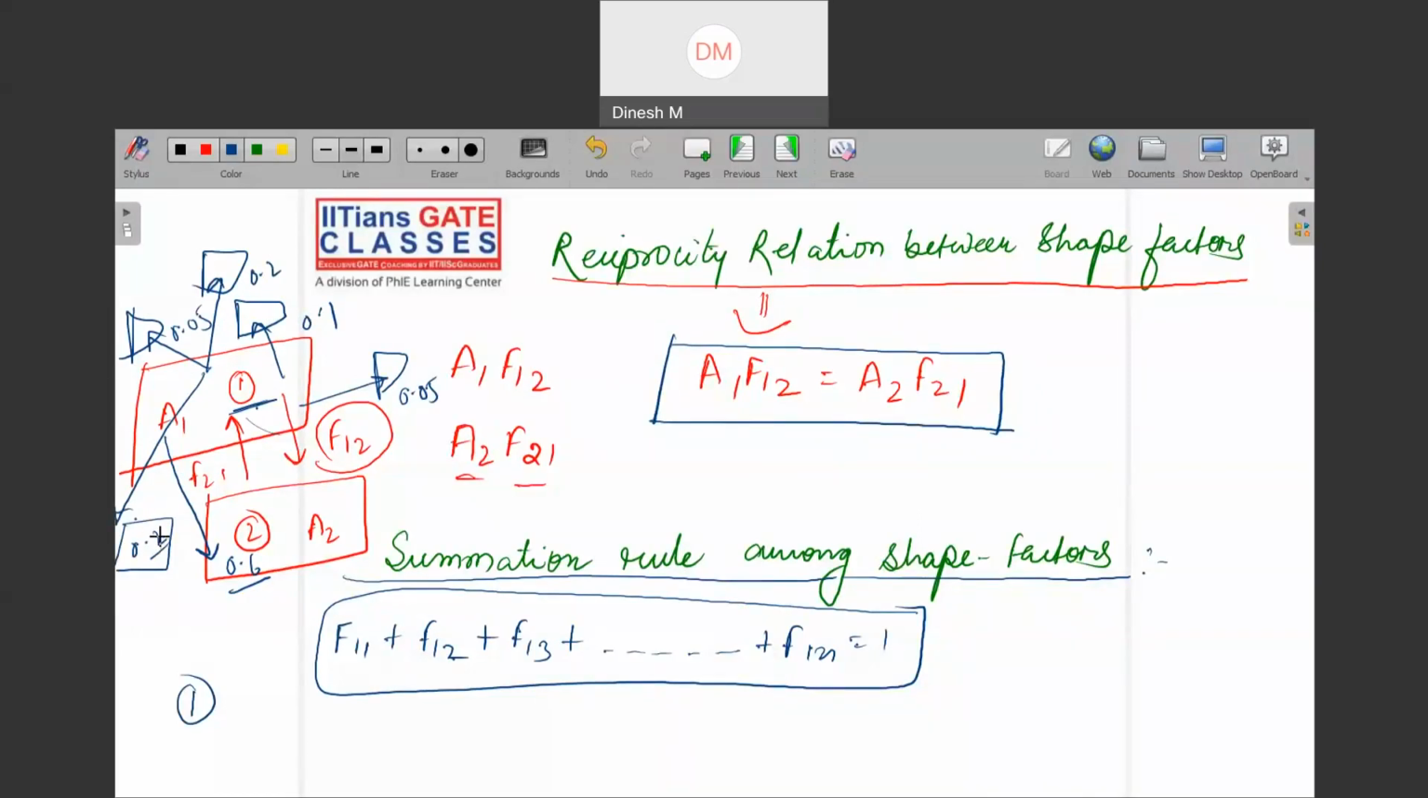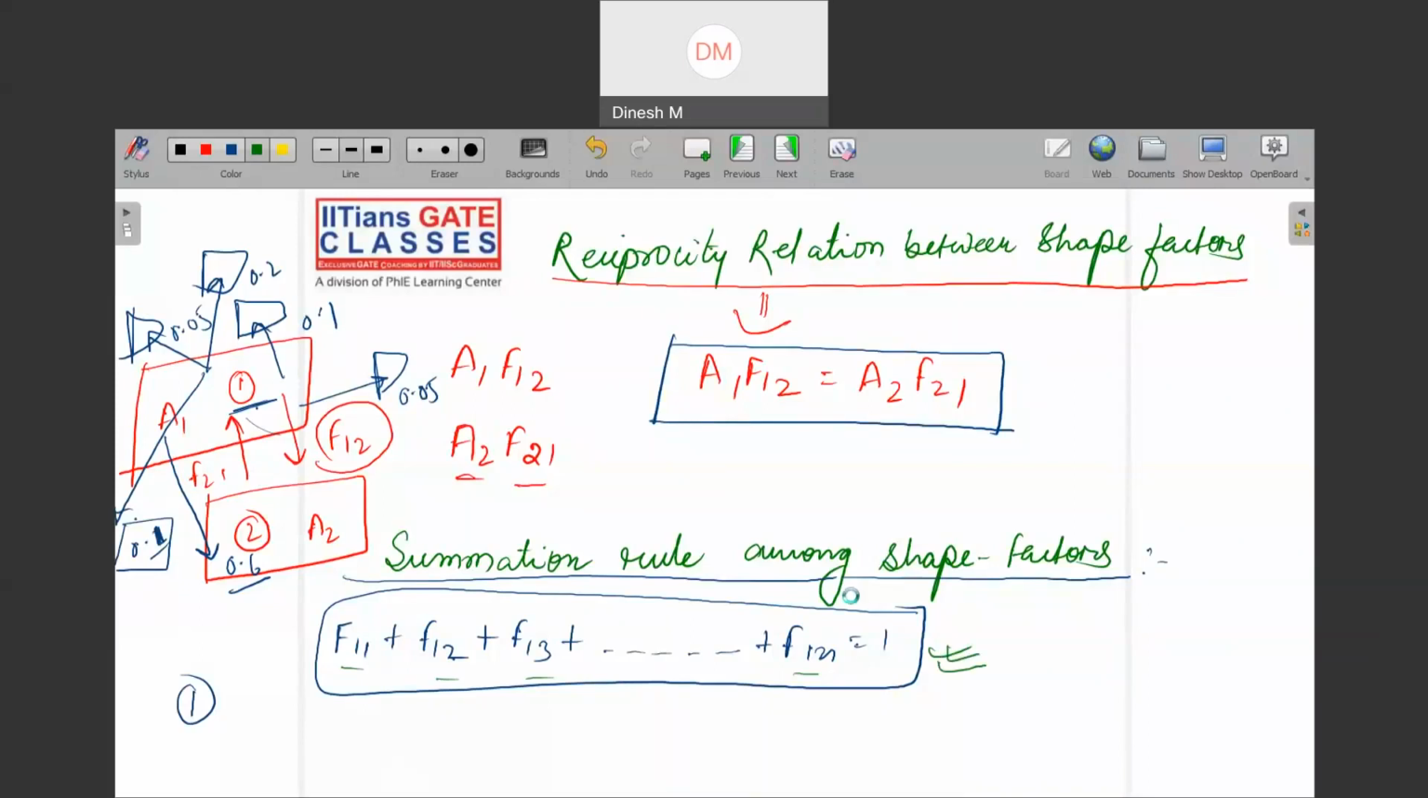Can you see that these values, 0.05, 0.1, 0.2, 0.05, are nothing but the shape factors only? Then the sum of all these shape factors will be equal to 1. Yes or no? Yes. Why? Because if I have emitted 100 radiations, then they must be reaching these surfaces, and the sum of those fractions will always be equal to 1. So this is what the summation rule is helping you to know.